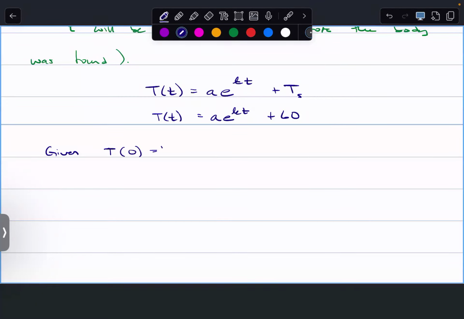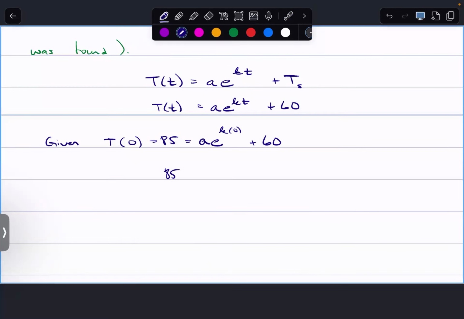T of 0 was 85, which if I do it in a weird daisy chain kind of way, if I have T of 0 is 85, well, that's going to be the same as A e to the k times 0 plus 60. e to the 0 is 1, which means that 85 is A plus 60. So A is 25.